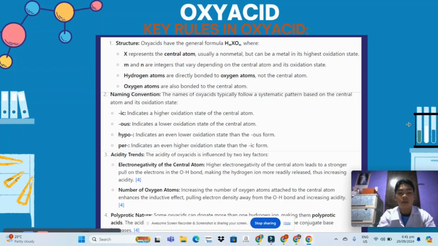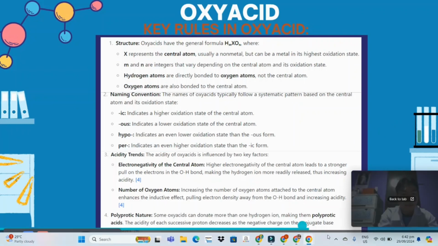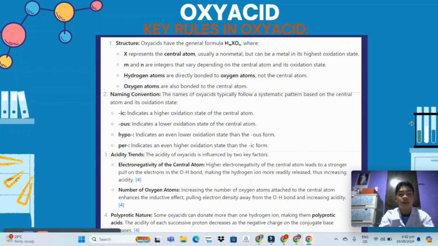Next is the number of oxygen atoms. Increasing the number of oxygen atoms attached to the central atom enhances the inductive effect, pulling electron density away from the O-H bond and increasing acidity. Lastly is the polyprotic nature. It is when some oxyacids can donate more than one hydrogen ion, making them polyprotic acids. The acidity of each successive proton decreases as the negative charge on the conjugate base increases.